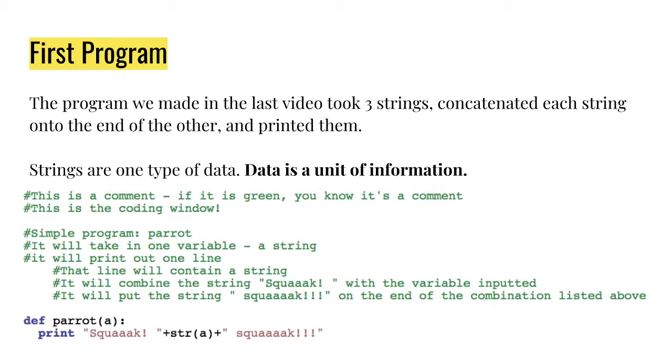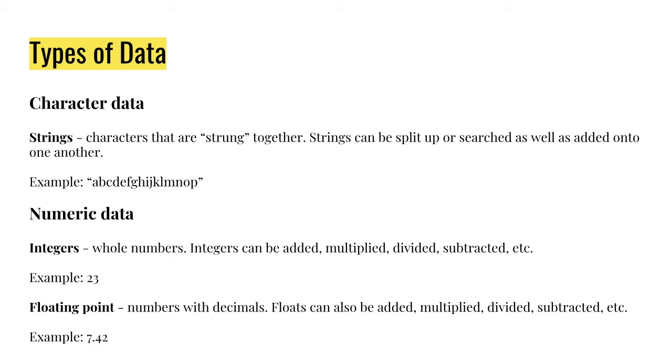And just so we're all clear, when I say data, that means a unit of information. Data can be lots of things, including strings. So let's talk about the different types of data. As we mentioned, we have strings. Strings are what's called character data. And that just means it involves characters, like the alphabet, or non-alphabetical characters as well would be included here. And you denote strings with quotes. Single quotes or double quotes can denote a string.